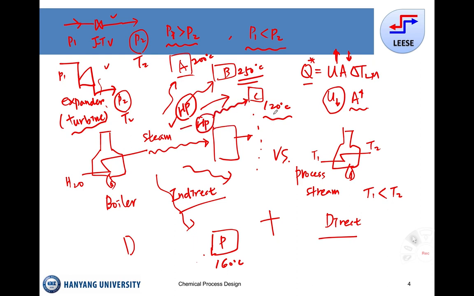okay? But the gap between the temperature of the high pressure steam and the temperature of the plant C process steam is quite big. So we don't need to provide the high pressure steam. Then we can provide medium pressure steam, or low pressure steam. Okay? For 200 degrees C, we may be able to supply with medium pressure steam. And for 160, we may be able to provide medium pressure steam rather than high pressure steam. Okay?